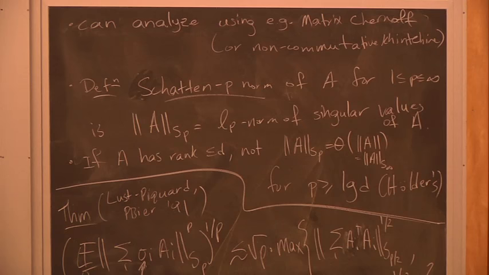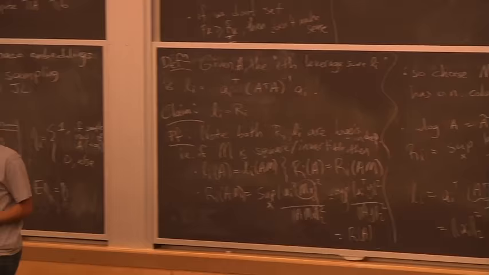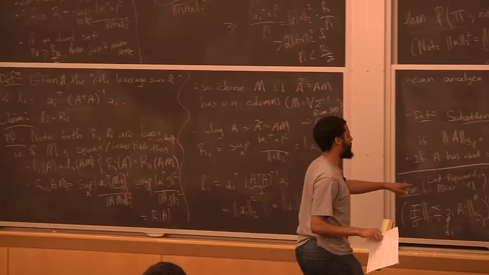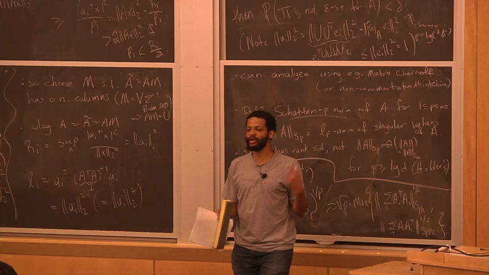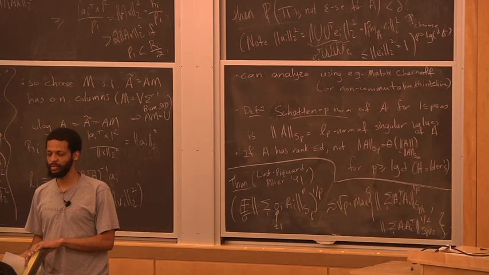So one is A_i transpose A_i, and the other is A_i A_i transpose. In our case, the summands are actually symmetric matrices, so they're the same thing, so you don't need this max. But in general, if you have non-symmetric A_i, you need to do that.